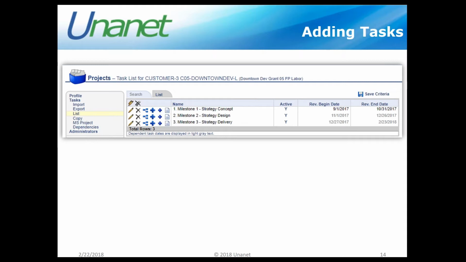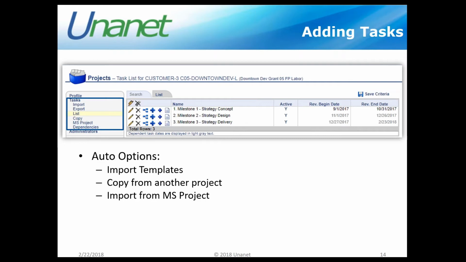But when we add tasks to the database, we can see that on the left-hand side panel, these are the list of all of the tasks that we have in the system for this particular project. There's a couple different ways for us to get tasks into the database. We have some auto options, as I call them. We could import those templates. We have great import templates. Very nice. It has the validation in there as well, so it really kind of keeps you from making any mistakes. You can copy tasks from another project if you want.